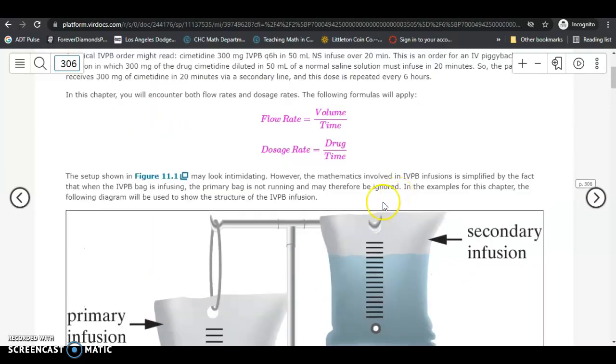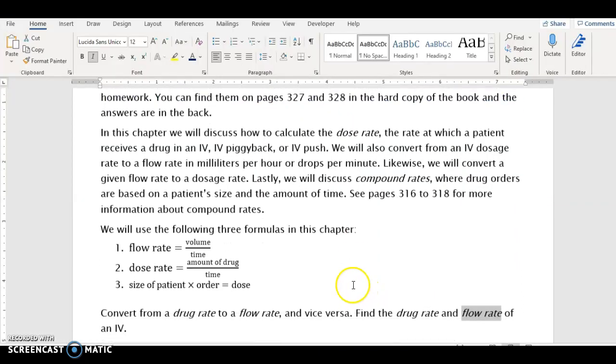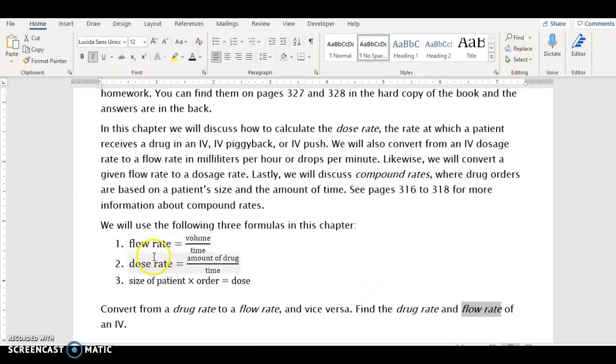Before we go any further, we want to make a note of these two formulas, because you're going to be using these two formulas throughout the chapter. The first formula is the formula for flow rate, which we saw in chapter 10. Remember, the flow rate of an IV is equal to the volume of fluid divided by the time.